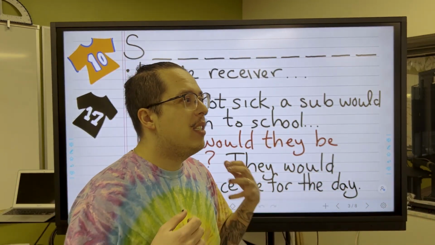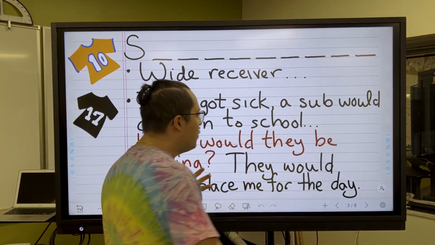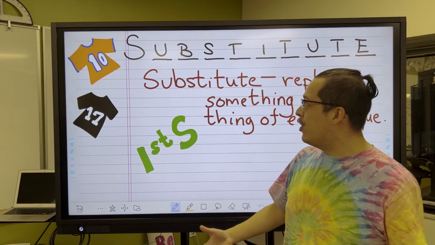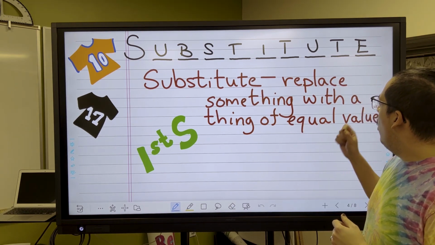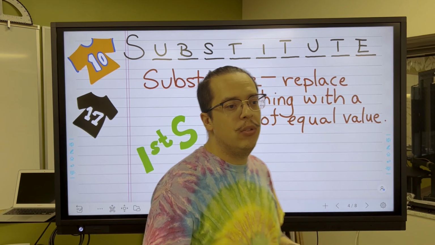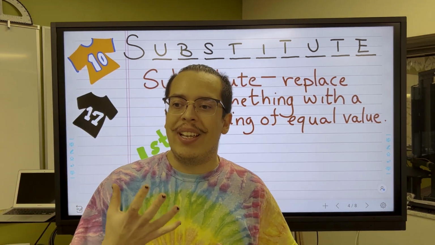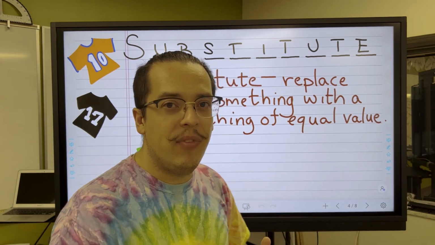And so sub, getting subbed out, substitute teachers, substitution is our first S. And substitute means replace something with a thing of equal value. In algebra, when we substitute, we replace something with another thing that has the same value.